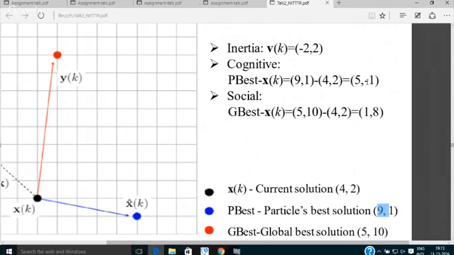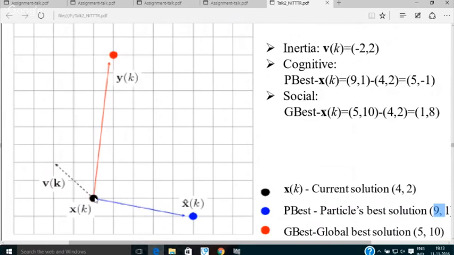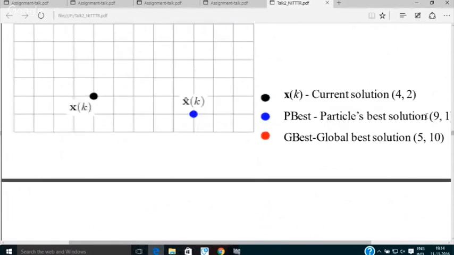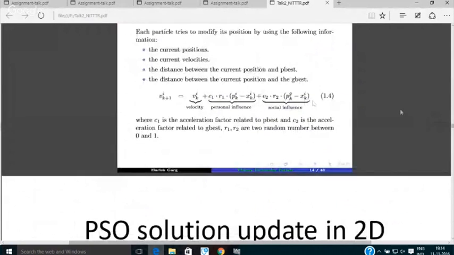Clear? And for the global best, that is from this black dot to this red one, that is my social component, which is population-wise. This red dot is my 5,10. So 5,10 minus 4,2 is my 1,8. So this 1,8 and 5, minus 1 are the bracket terms, P_k^i minus X_k^i and P_k^g minus X_k^i.